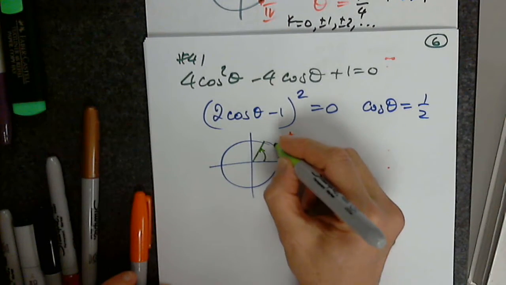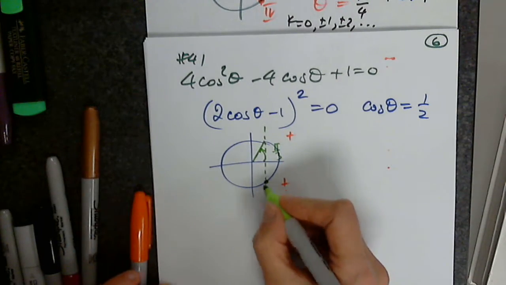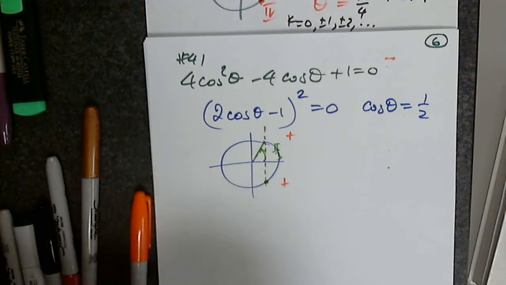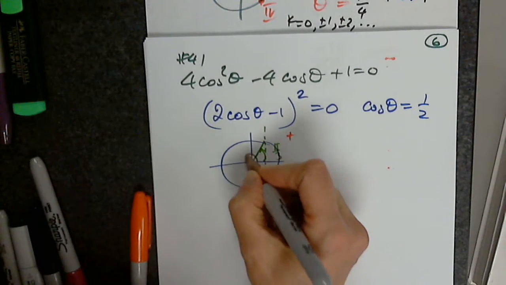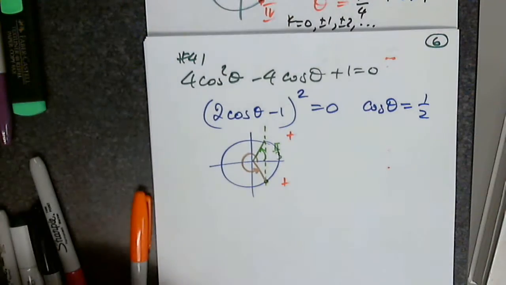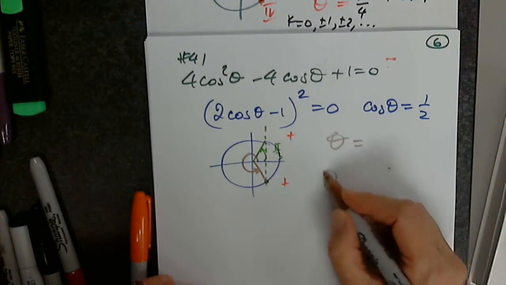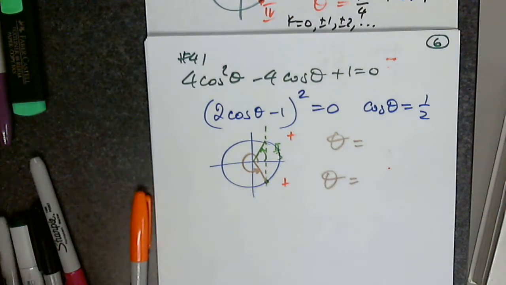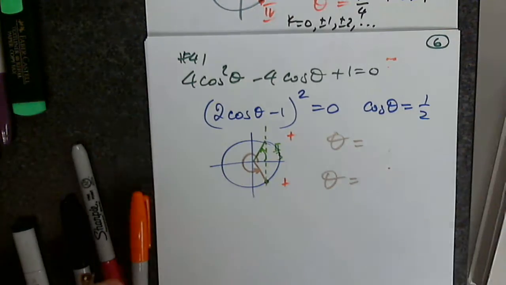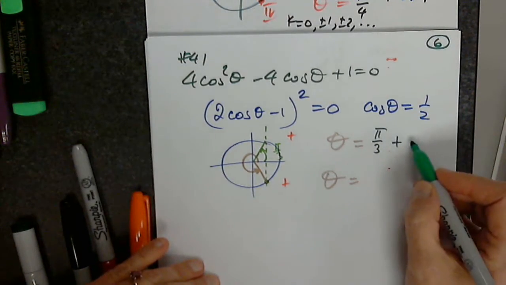So this is pi over 3. I have to draw a vertical line. The vertical line crosses the circle in the fourth quadrant, and this will be the other angle. So there are infinitely many thetas, but 2 distinct. What are they? The first theta is pi over 3 plus 2 pi k.